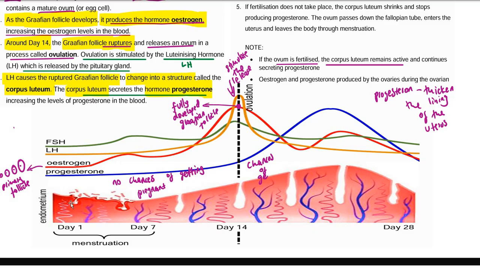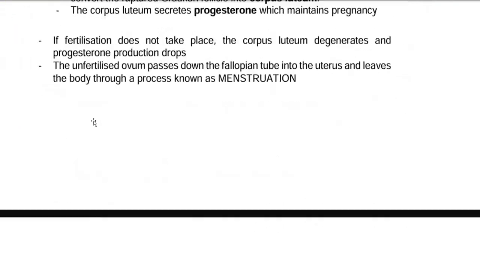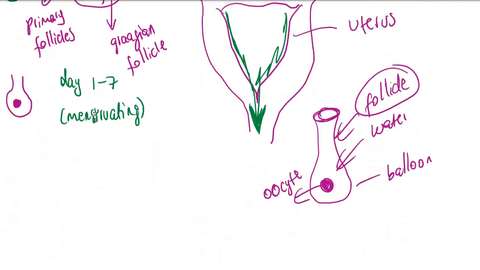On this graph, you're only going to be dealing with FSH, luteinizing hormone, estrogen, and progesterone. But you must understand the function of each, so that you do not depend on the graph, and can understand the graph without looking at it.